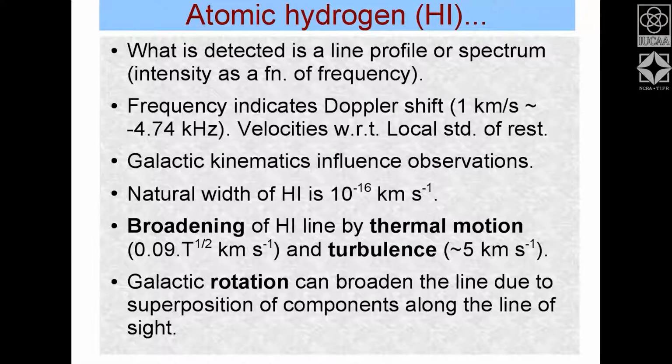What we see typically is a line profile or spectrum: along the x-axis you plot frequency, and along the y-axis you plot the intensity, showing how it varies as a function of frequency. Where the intensity maximizes, that is the maximum line emission, and this frequency is typically 1420.406 megahertz.